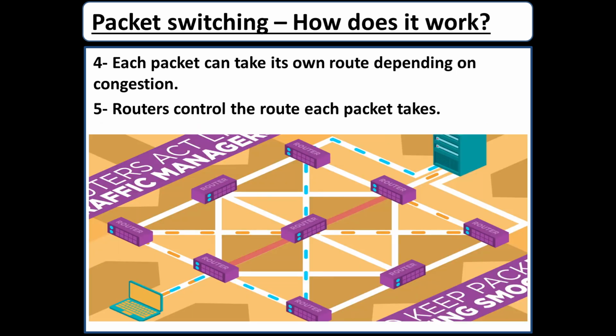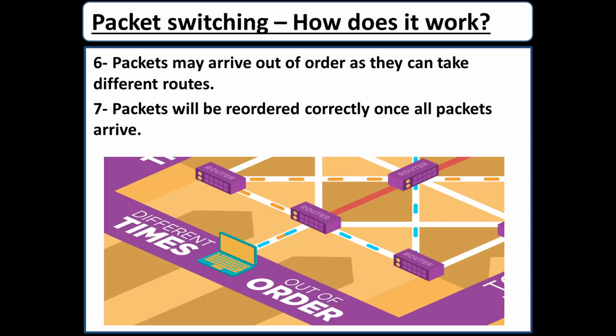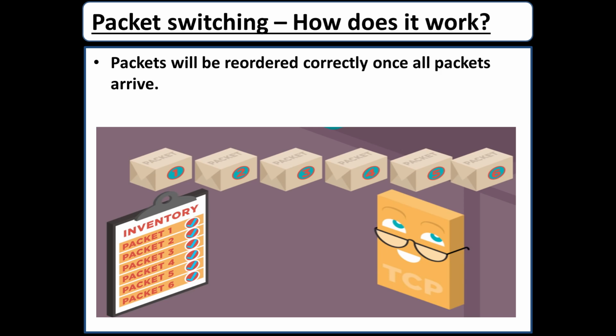Each packet can then take its own route towards the destination. Routers will be the ones that control the route each packet takes. Because we're sending a lot of different packets, they may arrive out of order depending on congestion. So packets will be reordered once the last packet has arrived. All of the packets need to arrive before the reordering process starts.